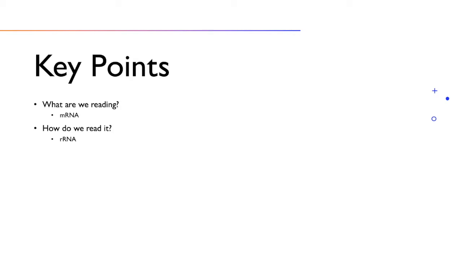How do we read it? We read this information using rRNAs, or ribosomal RNAs. rRNAs have two lobes, a small one and a large one, and their main function is to facilitate the production of proteins based on an mRNA.